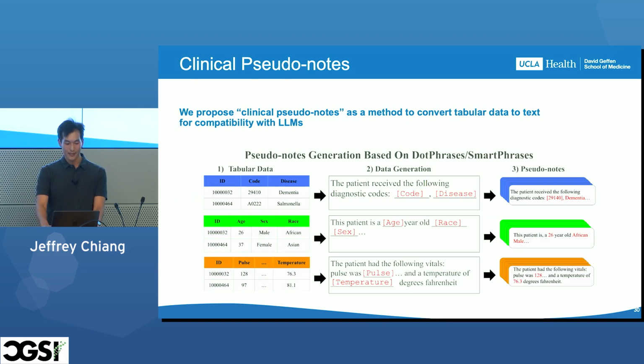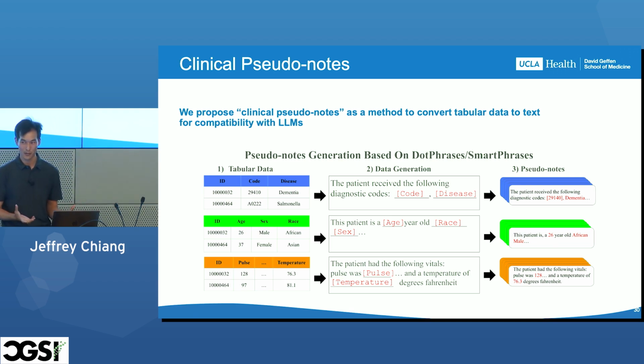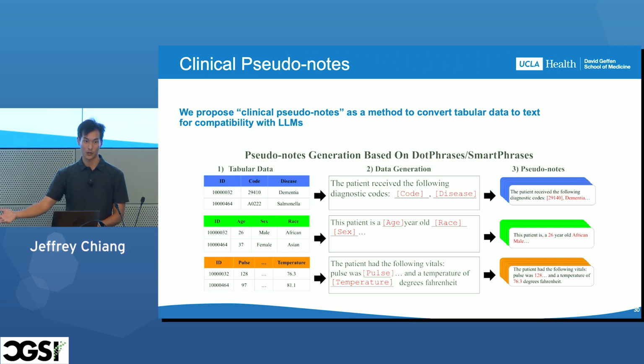But building upon this idea, we proposed these clinical pseudonotes, which is making up our own dot phrases, essentially, to convert these tabular data into text. And what this does is it makes these clinical data compatible with large language models. So we can do something as simple as just taking our tabular data elements, converting them into complete sentences. The resulting text we can just feed directly into our LLM of choice.